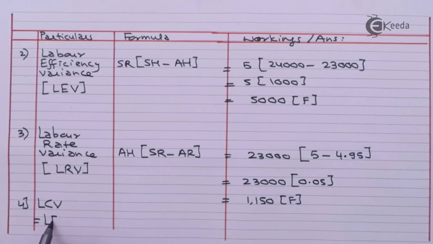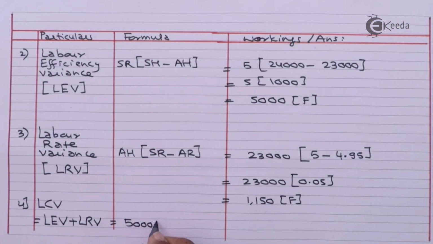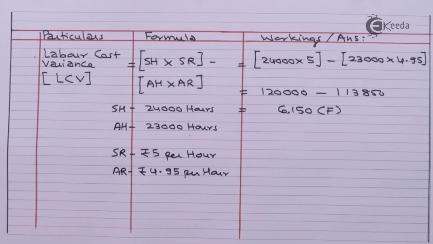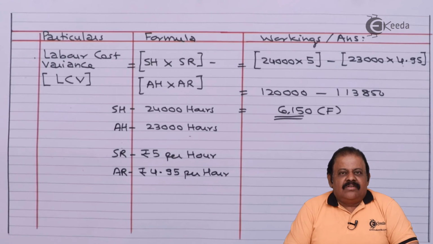Labor cost variance is equal to labor efficiency variance plus labor rate variance. It is 5,000 favorable plus 1,150 favorable, which is 6,150 favorable. We have already calculated labor cost variance as 6,150 favorable. In this question, we have learned how to answer labor cost variances and sub variances related to university paper pattern question.